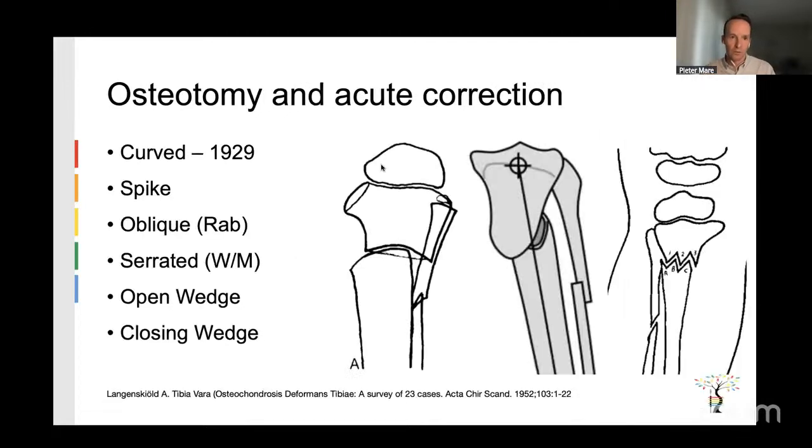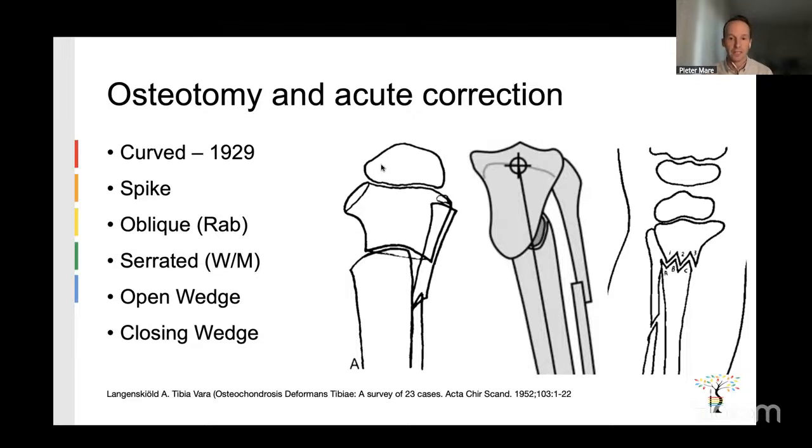So that's guided growth. Moving on to what was previously known as the gold standard and is now under contention from the guided growth group. That's osteotomy and acute correction. There are many different osteotomy techniques described. No technique is superior to another. We use the classic curve technique, which was, according to Langenskiöld, described in 1929. That's the one in the image on the left there. And we can discuss the various aspects of it, but there are still several decisions that you have to make when you decide on an osteotomy. It's not only the osteotomy type, also what incision are you going to use?